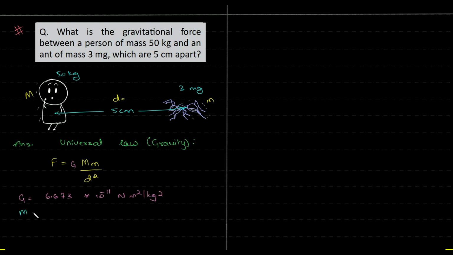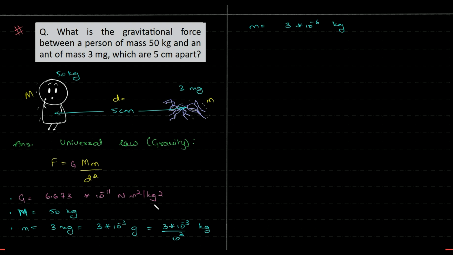Capital M is 50 kg. We don't need to convert this to units. From here we have to convert. Small m is 3 milligram, which is 3 into 10 to the power of minus 3 gram. If you have to convert a gram to kg, we should divide by 1000, and dividing by 1000 is nothing but 10 to the power of minus 3 kg. So you do the math, it will be 3 into 10 to the power of minus 3 into 10 to the power of minus 6 kg.